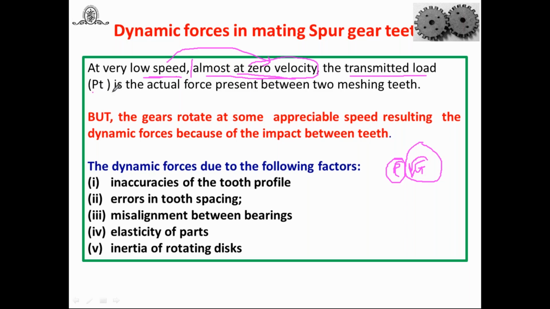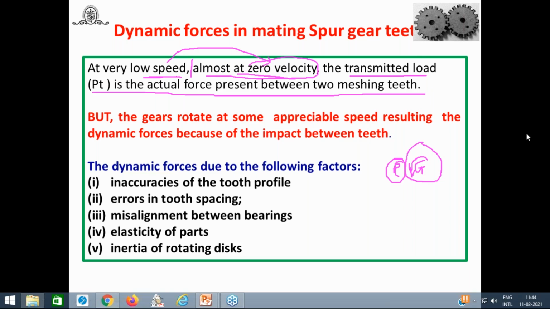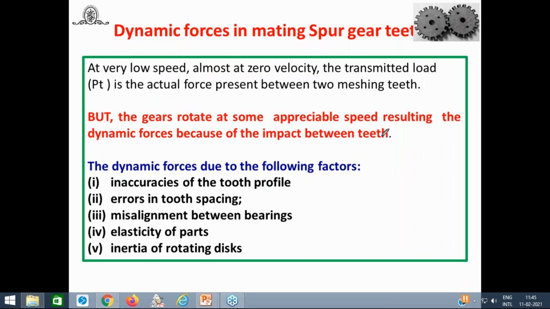So what is going to happen? The transmitted torque, PT, is the actual force between the two members. You can remember one thing: when the meshing pair or pinion rotates at very low speed, the actual force required to transmit the motion, power or torque is PT, and that is the only actual force between the meshing teeth. Try to understand this.